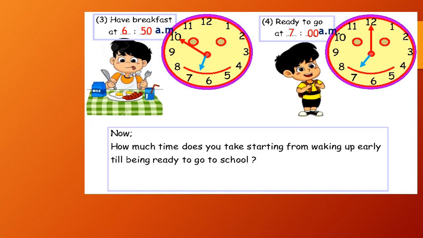Now, how much time do you take starting from waking up early till being ready to go to school? We start about 6:30, then we finish at 7 o'clock. That means we take 30 minutes, half an hour, to get ready for school.